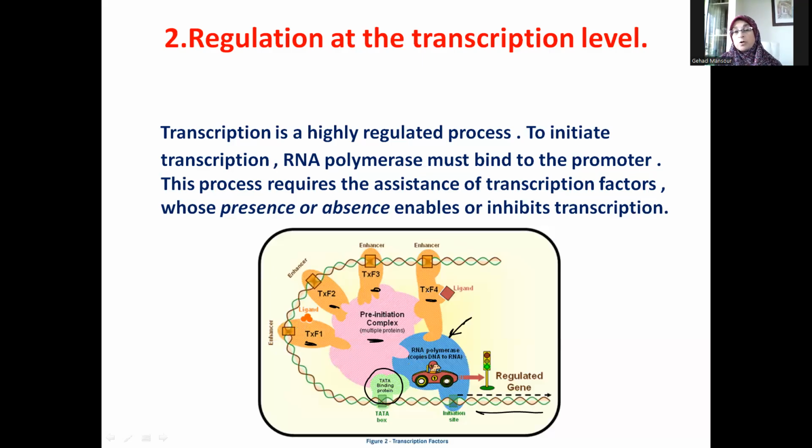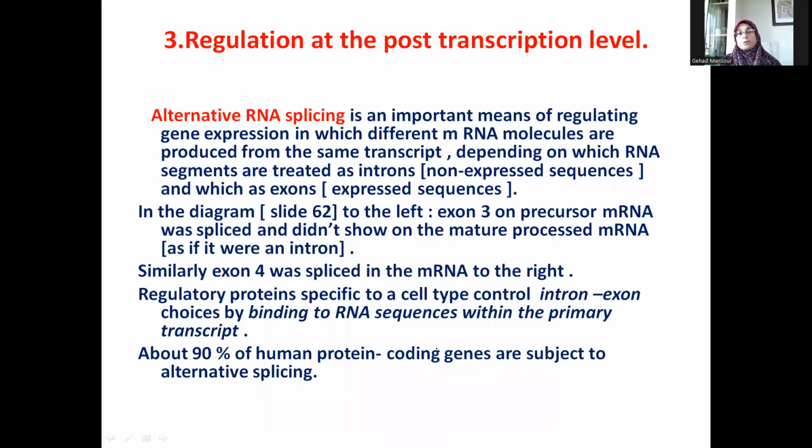This pre-initiation complex, together with the transcription factors that are enhancers, should be present here in order to facilitate the process of binding of the RNA polymerase. Of course, if they are enhancers, then their absence would result in inhibition of the process of transcription. We also have regulation after transcription, which we call regulation at the post-transcription level, and I'll be explaining it better on the diagram.